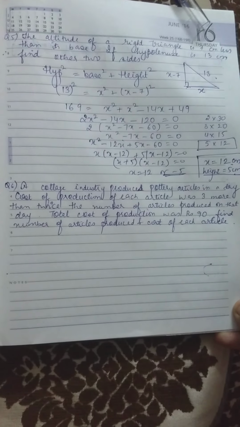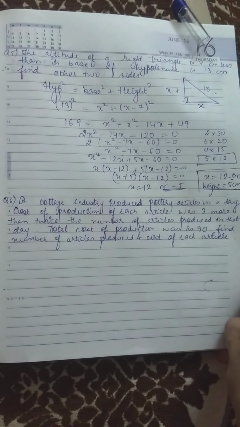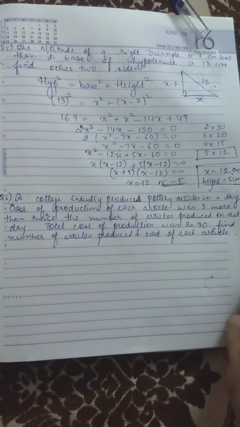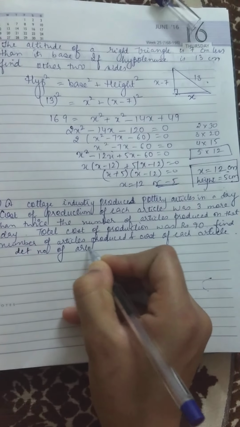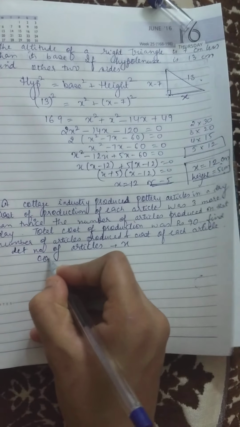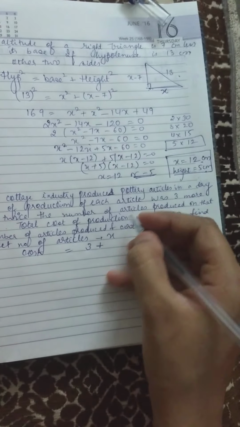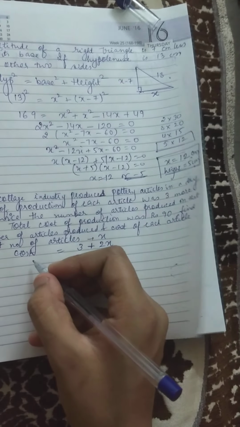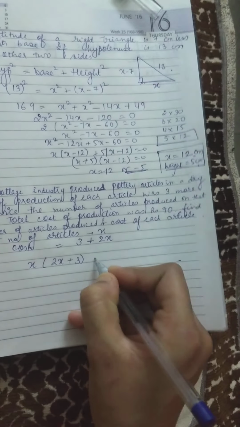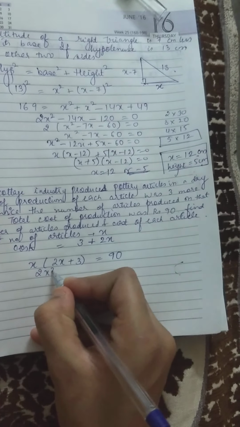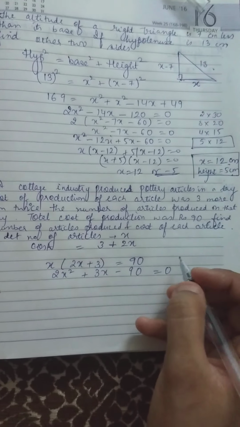A cottage industry produces pottery articles in a day. The cost of production of each article was 3 more than twice the number of articles produced on that day. Let the number of articles produced on that day be x. So the cost of production of each article becomes 3 more, more means plus, twice the number of articles, so 2x plus 3. But the total cost is 90. So x into 2x plus 3 is equal to 90. If we multiply, our equation becomes 2x square plus 3x minus 90 is 0.